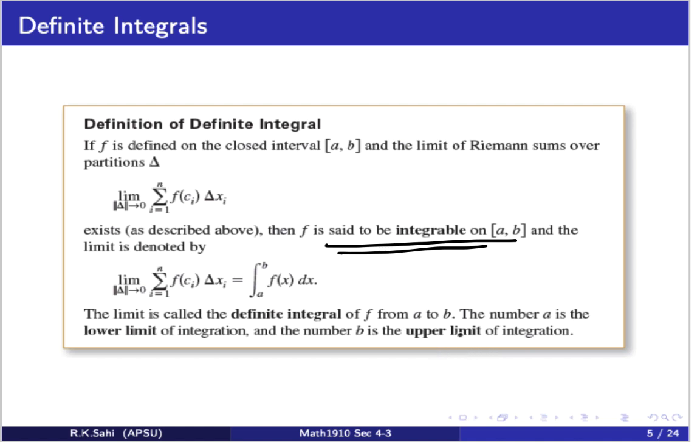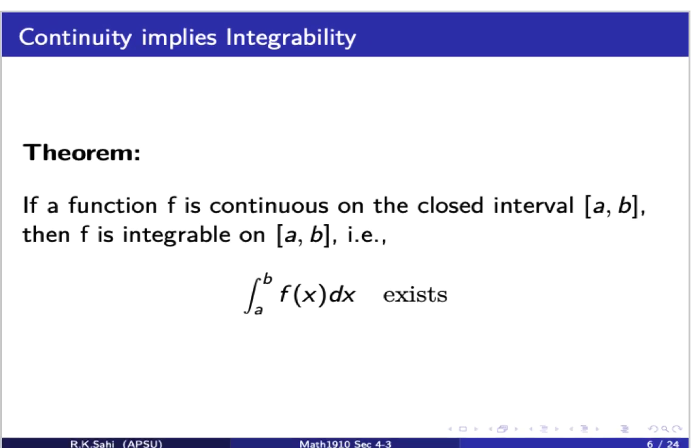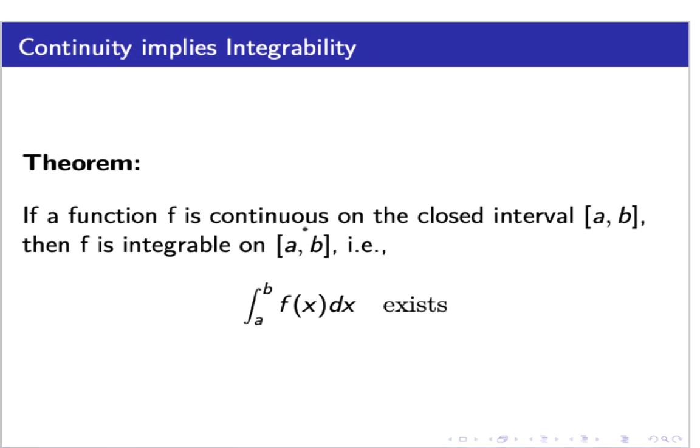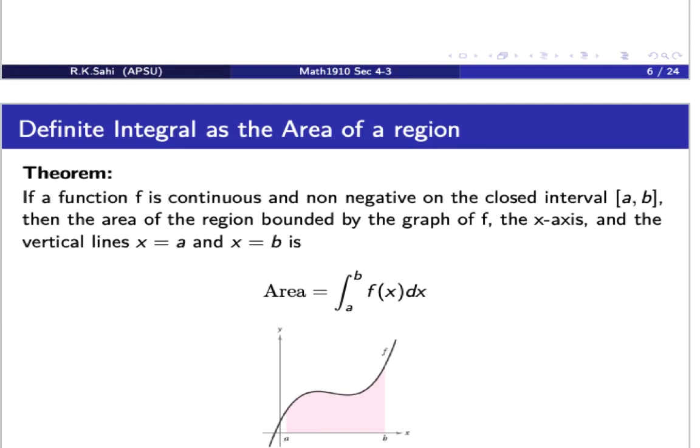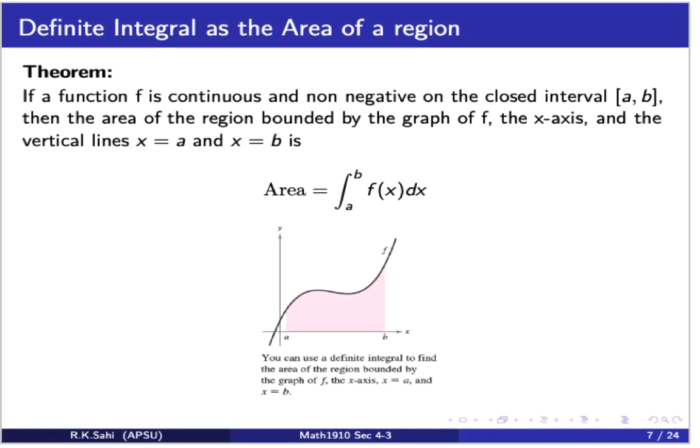We need to look at certain relationships here. The first one: if a function f is continuous on a closed interval, then by default it is integrable on the closed interval. In other words, the integral from a to b, now this is the definite integral, guys, of f of x dx exists. And how do we represent it in terms of area? How do definite integrals look at the area? This is the theorem.